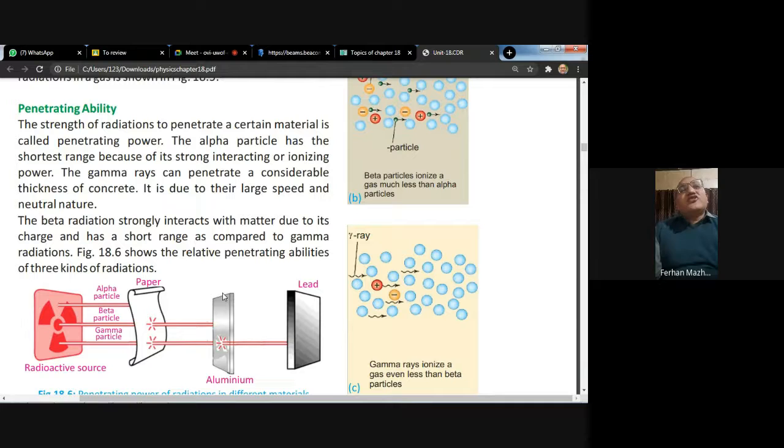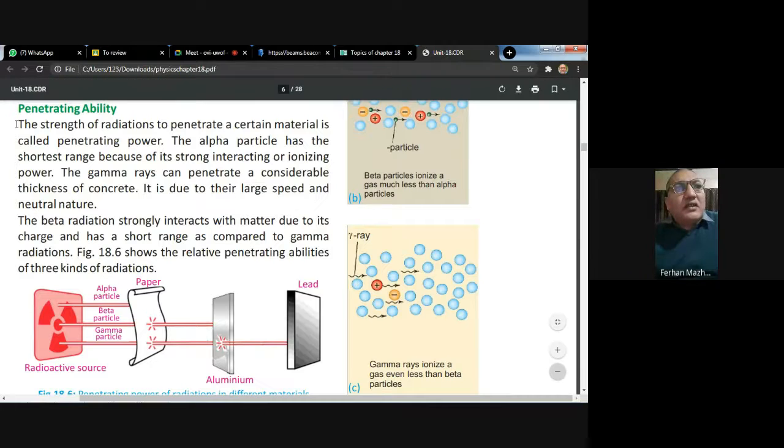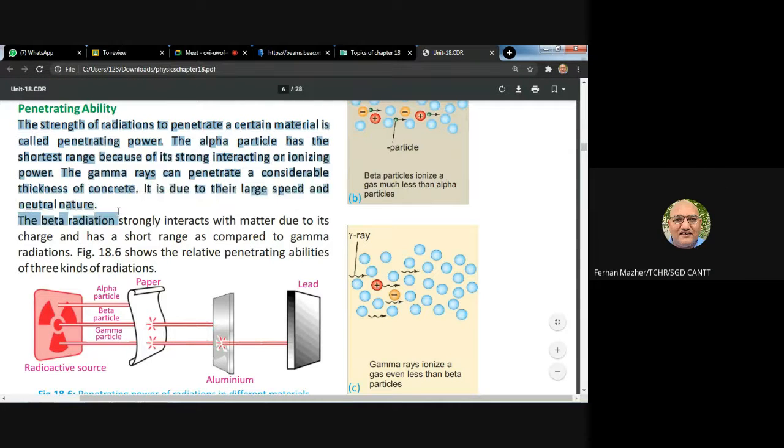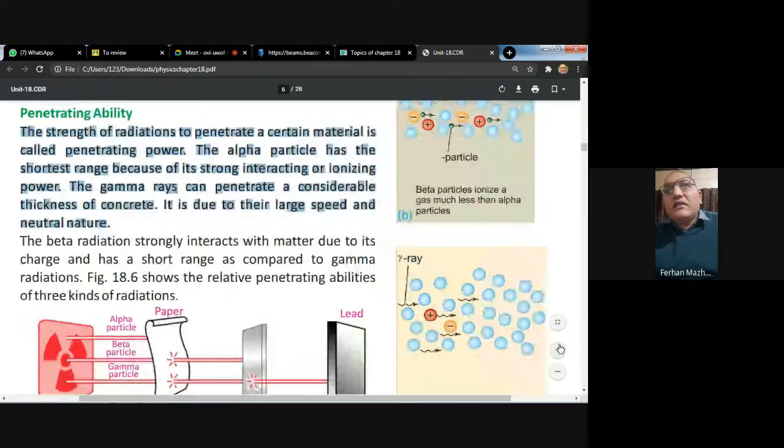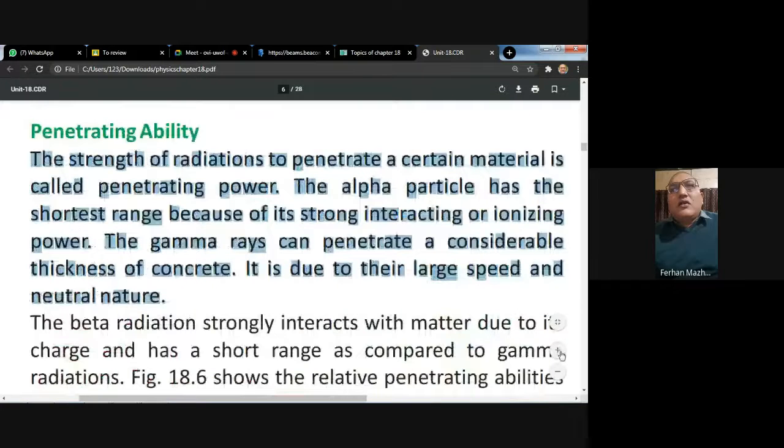Okay. So what is the penetrating power? The strength of radiations to penetrate a certain material is called penetrating power. Okay. This is the answer. Up till here. Can you see that? On your screen, the answer is showing.